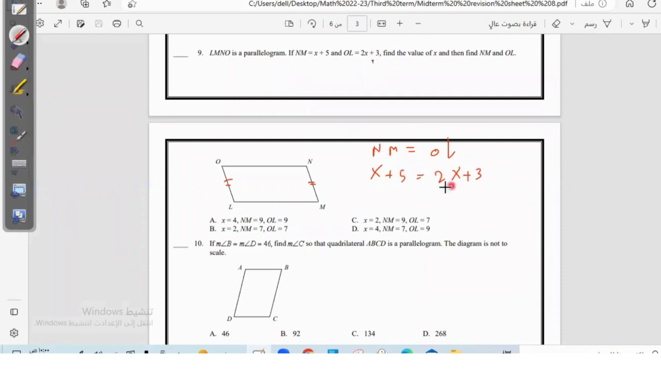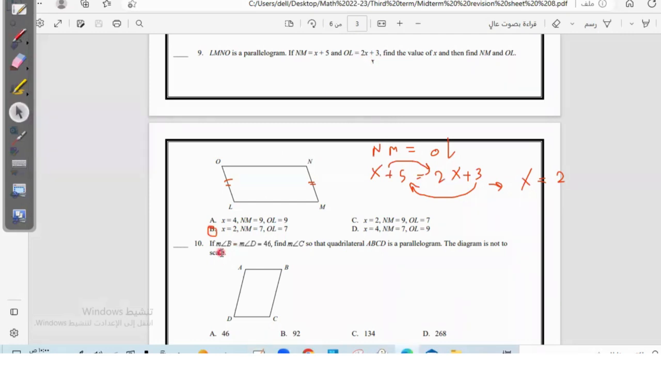2x plus 3. Now move number with number and variable with variable. So 2x minus x equals x, and 5 minus 3 is going to be 2. So x here equals 2. Now, how can I find NM? With x equals 2, 2 plus 5 is going to be 7. What about OL? 2 multiplied by 2 is 4, 4 plus 3 is 7. So NM equals 7 and OL equals 7. So the correct answer is going to be letter B.